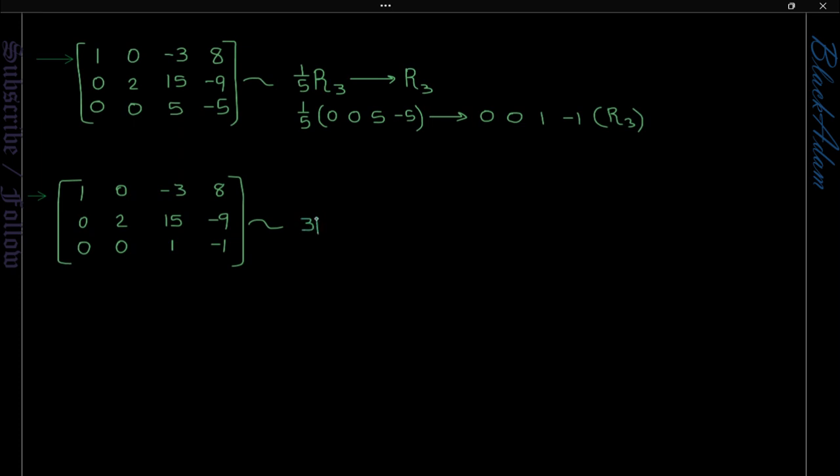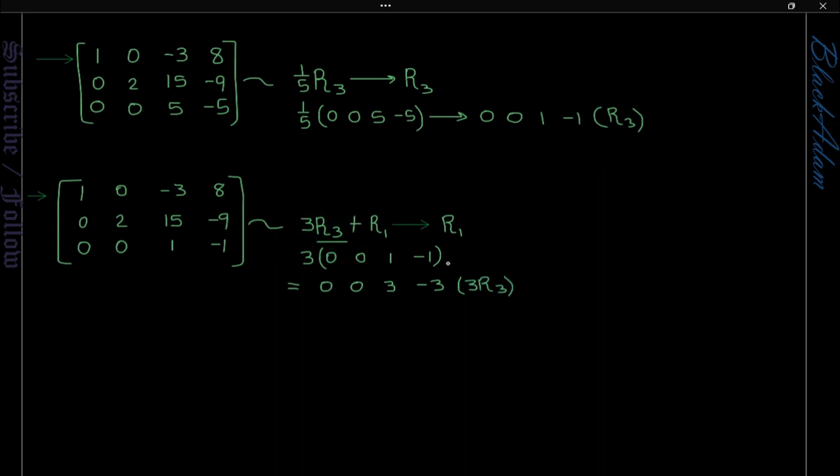So that means we have 3 times row 3 plus row 1, and all of that we're going to replace row 1. We'll keep row 3 unchanged. So 3 times row 3, 0 0 1 -1, then it's going to be 0 0, that's going to be 3 and -3. So that is going to be 3 times row 3.